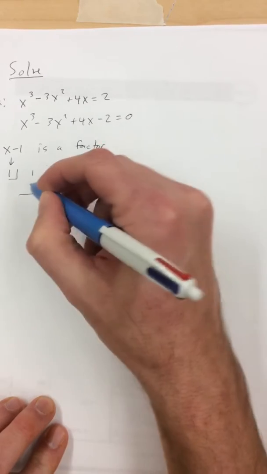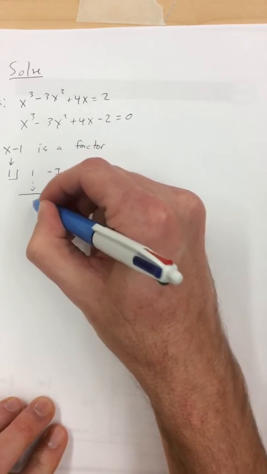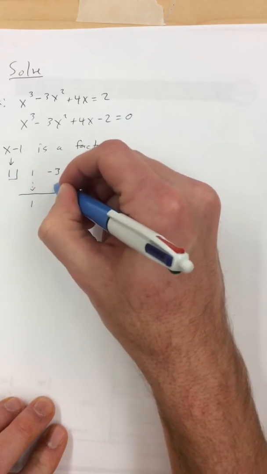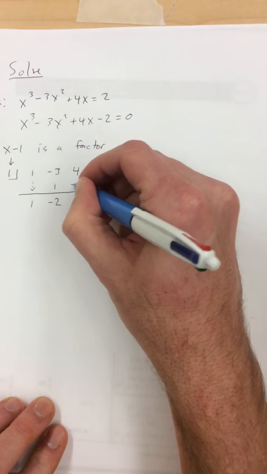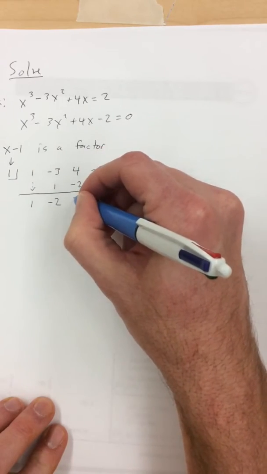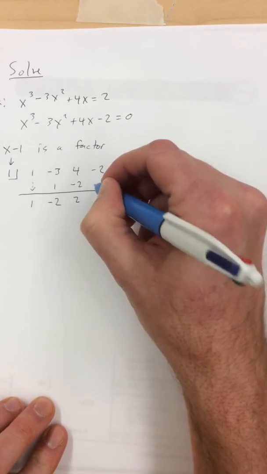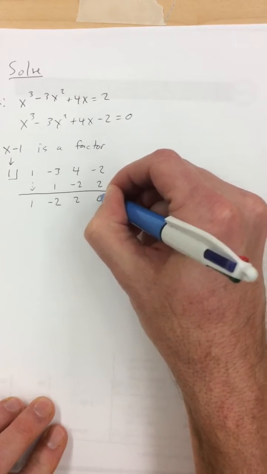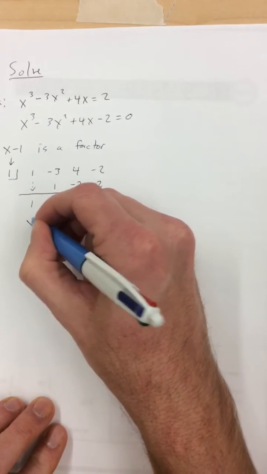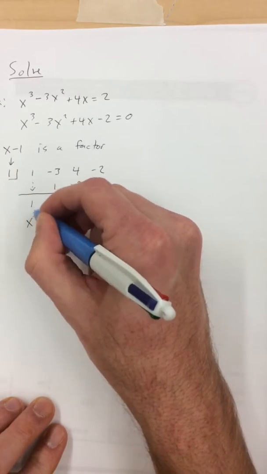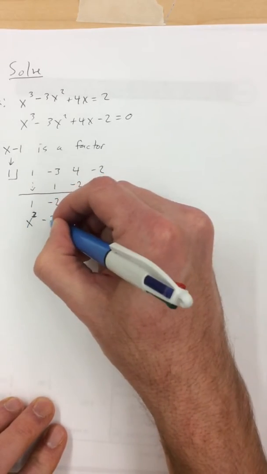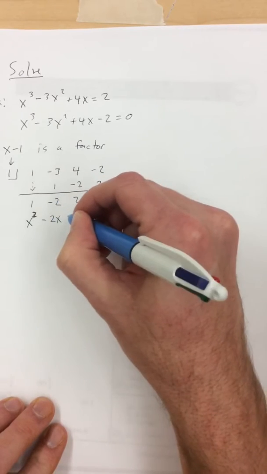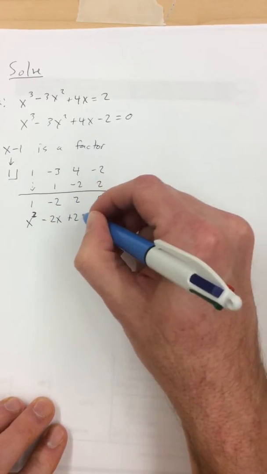And we go about our synthetic division. So we bring down the 1, multiply, 1 times 1 is 1, negative 3 plus 1 is negative 2, 1 times negative 2 is negative 2, 4 plus negative 2 is 2, 1 times 2 is 2, negative 2 plus 2 is 0. So now I have x squared, that's the coefficient of the x squared term, minus 2x, the coefficient of the x term, plus 2 equals 0.